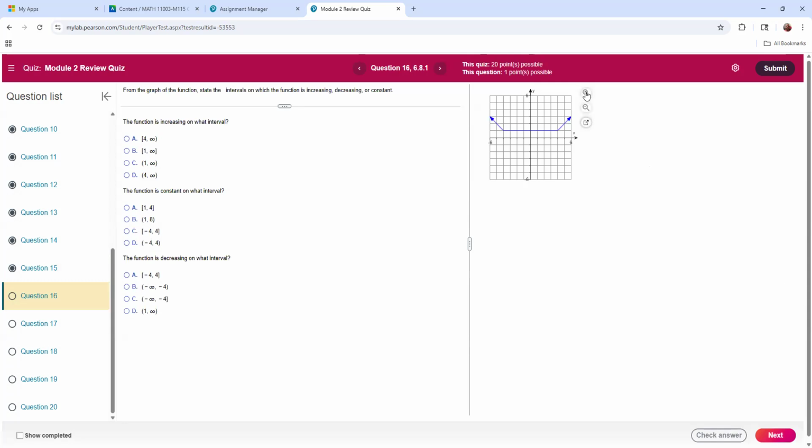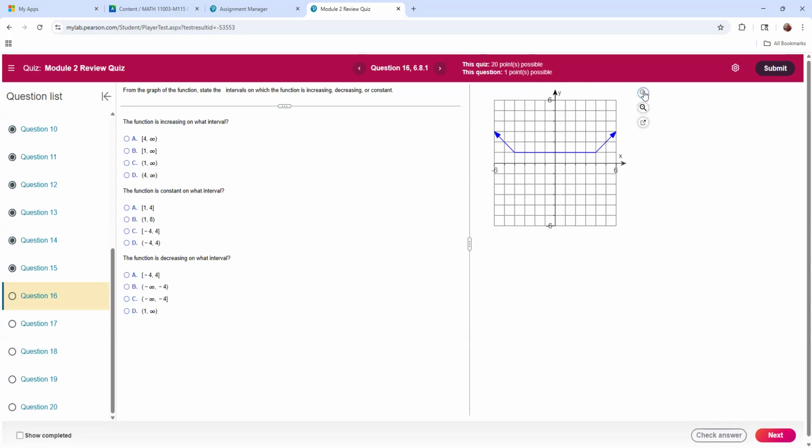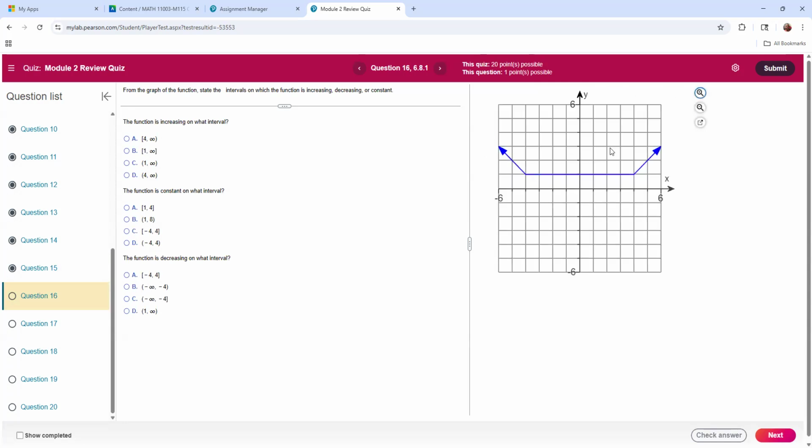All right, y'all, so let's see what y'all think on this. I want to make this a lot larger for you. So we're going to state where it's increasing, decreasing, and constant. So the first thing is increasing. A, B, C, or D. Now we'll say this. Increasing and decreasing and constant, never use brackets. They're only going to use parentheses. So A and B will not be the answers because they're using brackets, okay?